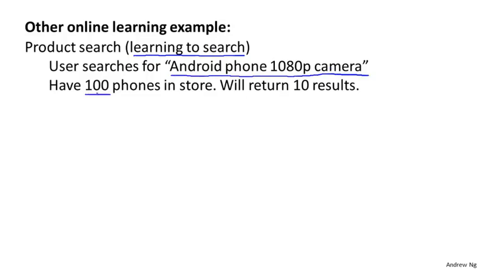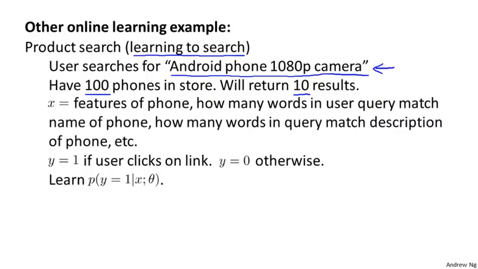Suppose we have 100 phones in our store, and because of the way our website is laid out, when a user types in the search query, we would like to find a choice of 10 different phones to show or to offer to the user. What we'd like to do is have a learning algorithm help us to figure out what are the 10 phones out of the 100 we should return to a user in response to a user search query like the one here. Here's how we can go about the problem.